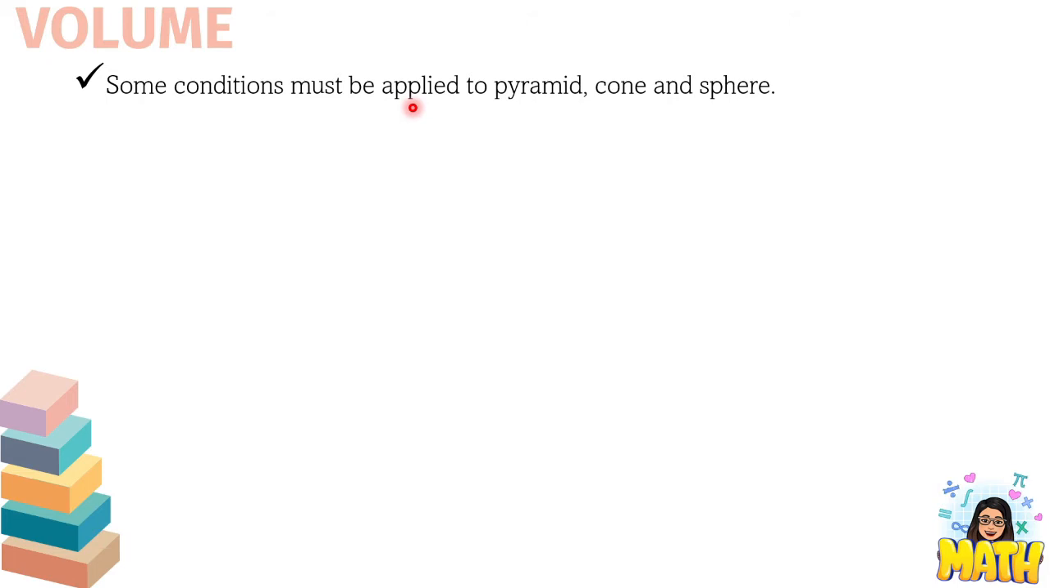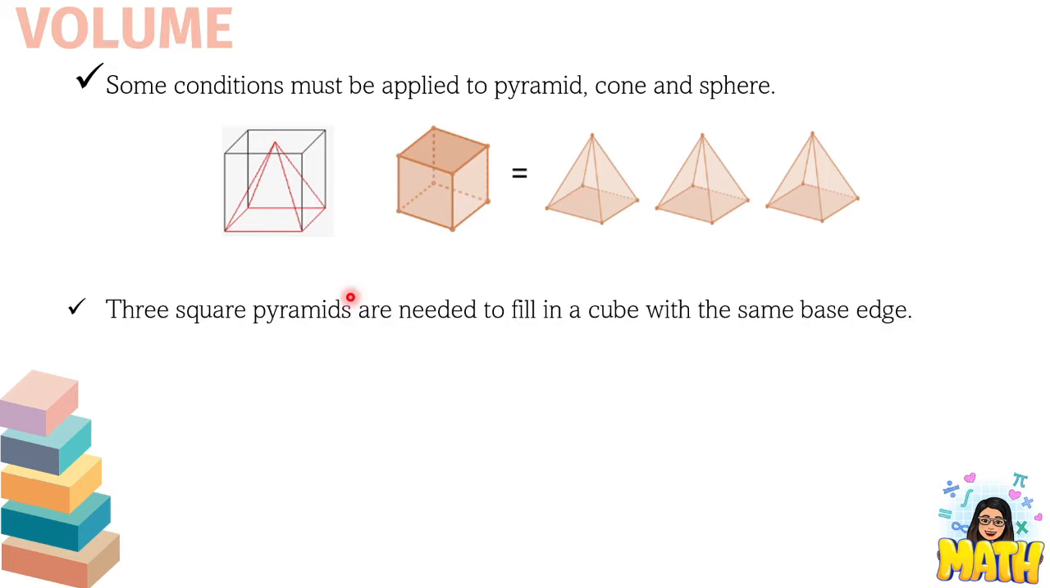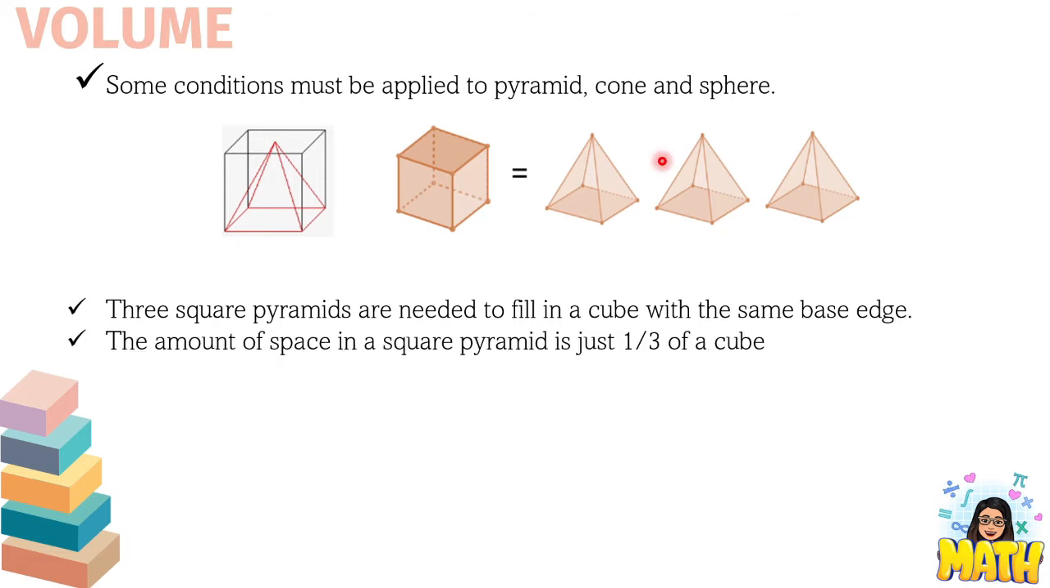So based on this illustration, we have a cube in which there is a square pyramid inside of it. And as we can see in this equality statement, we can conclude that 3 square pyramids are needed to fill in a cube with the same base edge. Or, the amount of space inside a square pyramid is just 1/3 of a cube. So with that, let's derive the formula for the square pyramid.